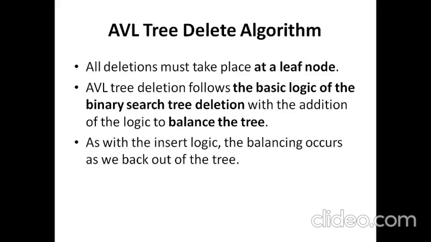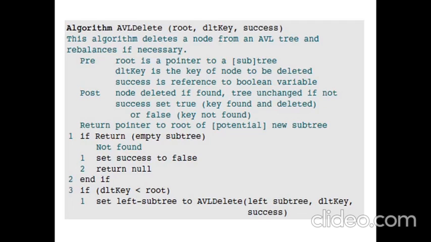As with the insert logic, the balancing occurs as we break out of the tree. So whenever we finish the deletion after the node has been deleted, then we have to check whether the tree continues to remain in balance or it has become out of balance, and accordingly we may have to run the algorithm for rebalancing, or we can simply leave the tree if it remains in balance. So this is the algorithm for the deletion of a node from an AVL tree.